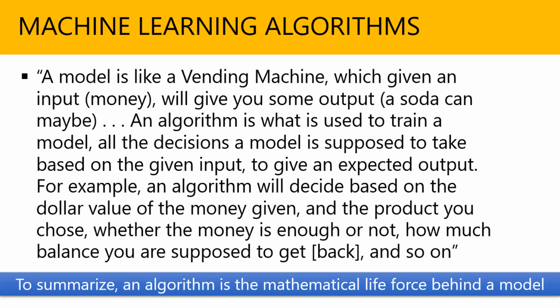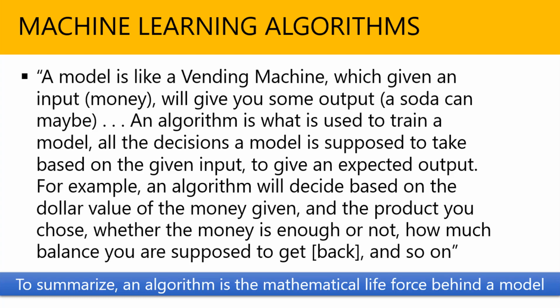Once that dollar value is provided to the vending machine, given the product you chose, it decides whether enough money has been input or not. Let's say you selected a candy bar that is worth $1.50, and you only input $1. Of course the result is going to be negative: no, you can't have that candy bar. So it decides whether the money is enough, or how much balance you're supposed to get back, or whether to ask for additional money, and so on.